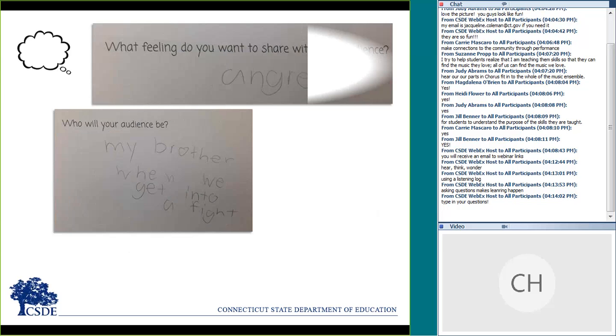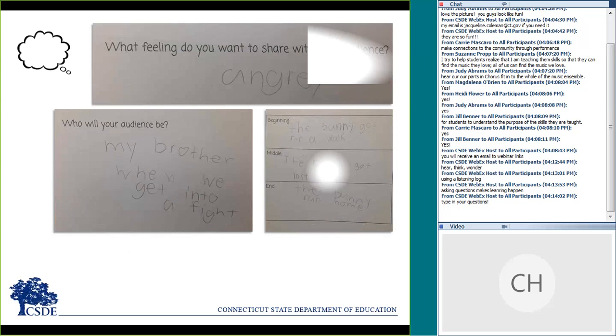As you can see, there are many ways to naturally connect what you are already doing to reach some of those more conceptual standards. I also have an extension for students who need a challenge. They just write a little mini story, beginning, middle, and end, and play that with their drums. So I bet that many of you are already doing these types of things in your classroom, so you're already hitting these NCAS standards.